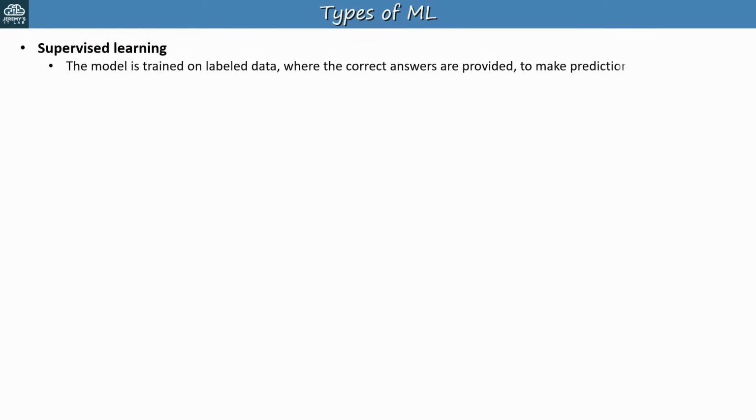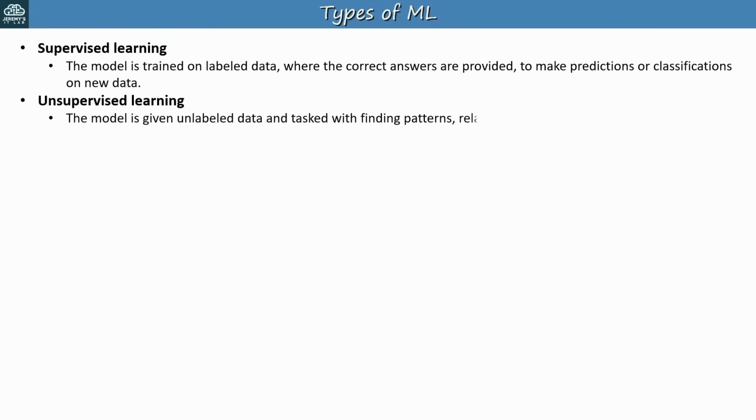First, supervised learning. This is where the model is trained on labeled data, meaning the correct answers are provided during training. The model uses this data to learn and make predictions or classifications on new data. Next, unsupervised learning. In this type, the model is given unlabeled data, and its goal is to find patterns, relationships, or groupings within the data. It's a more hands-off approach.